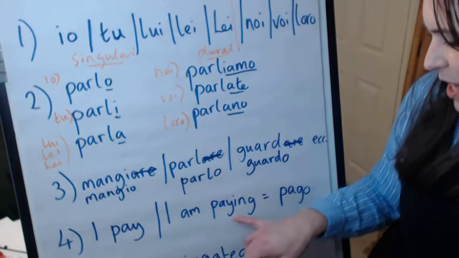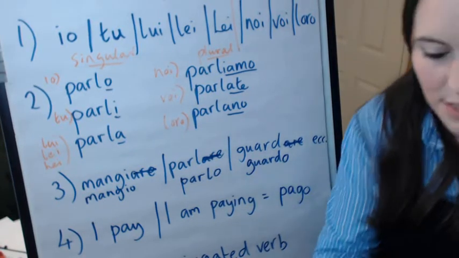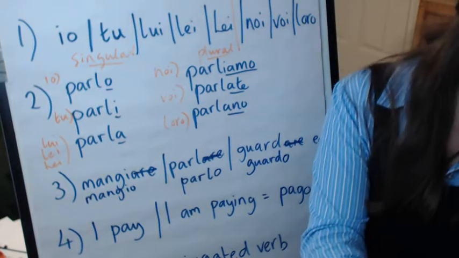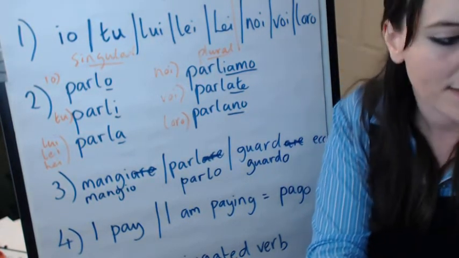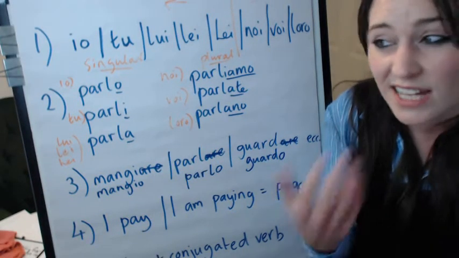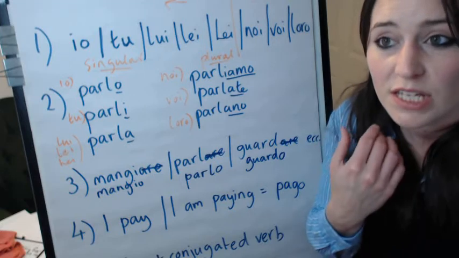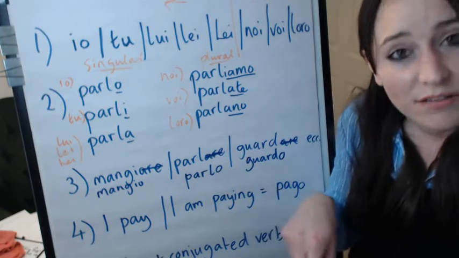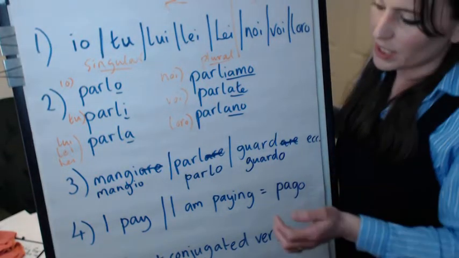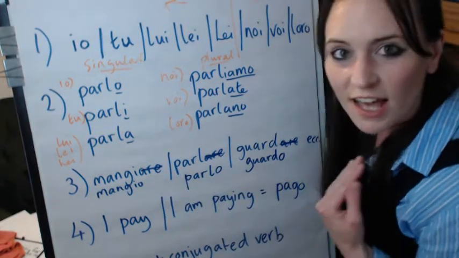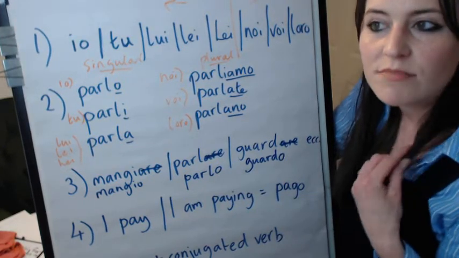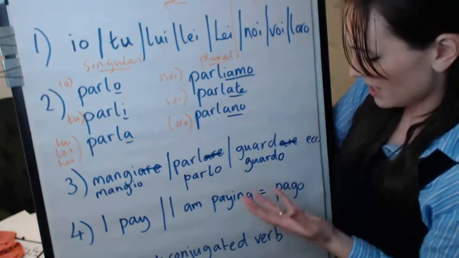Let's have a look. I pay, I'm paying equals pago. Okay, so the point I'm trying to make here, point four on my tips, is that the Italian present tense conjugates in a couple of ways, which actually works in the favour of English mother tongue speakers, okay? So I've touched upon it a little bit with mangio, meaning I eat or I'm eating. Parlo, meaning I am speaking, or it could mean I speak.